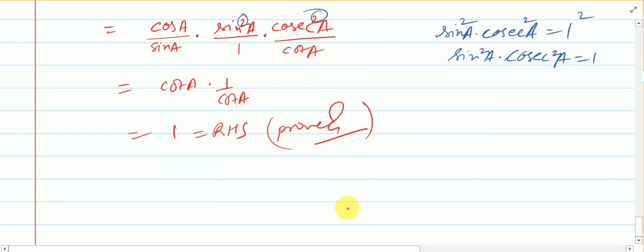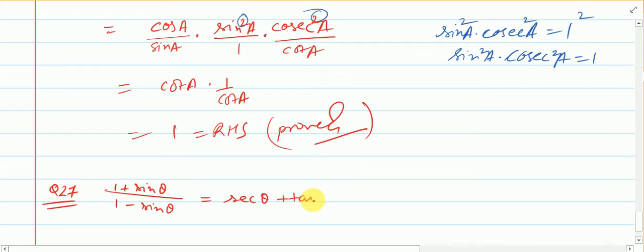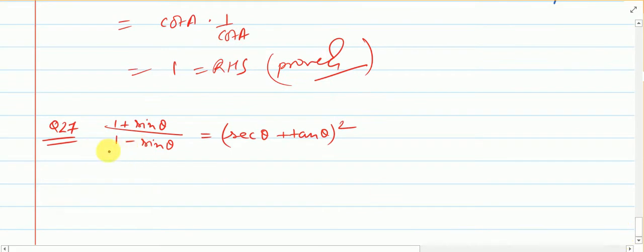Now let us see question number 27. Question 27: 1 plus sin theta upon 1 minus sin theta is equal to sec theta plus tan theta whole square. This is your question number 27. So let us take the left hand side: 1 plus sin theta upon 1 minus sin theta.